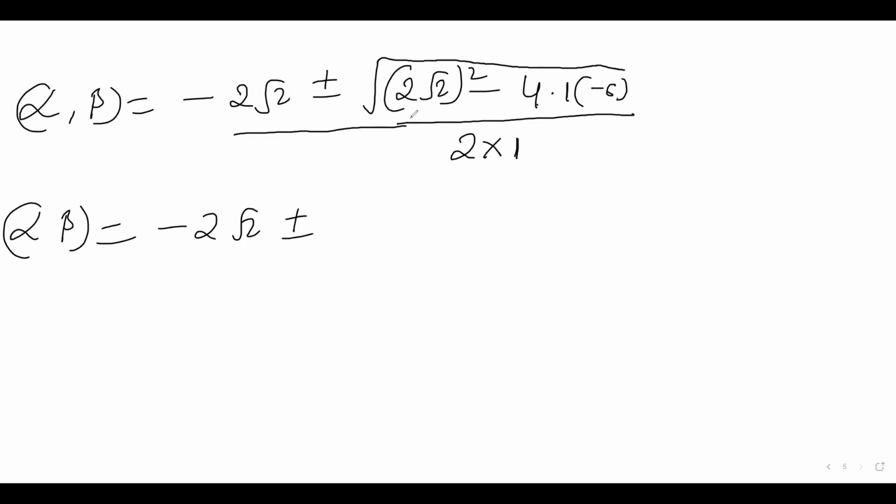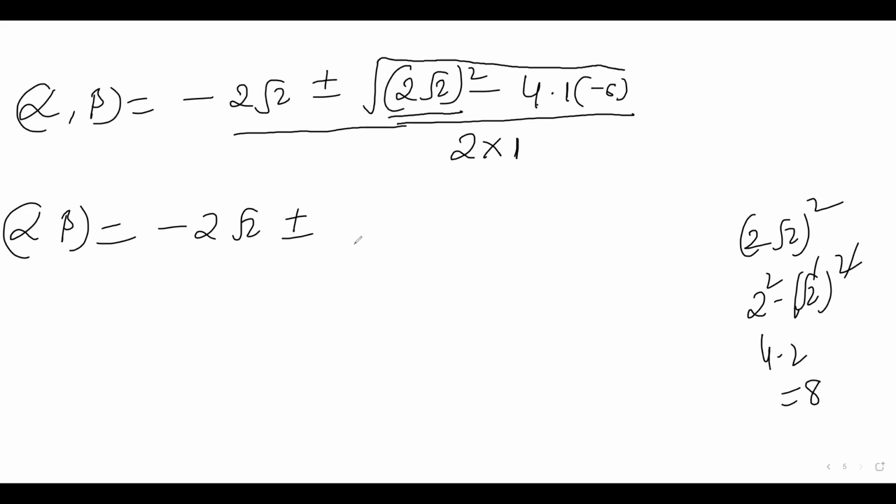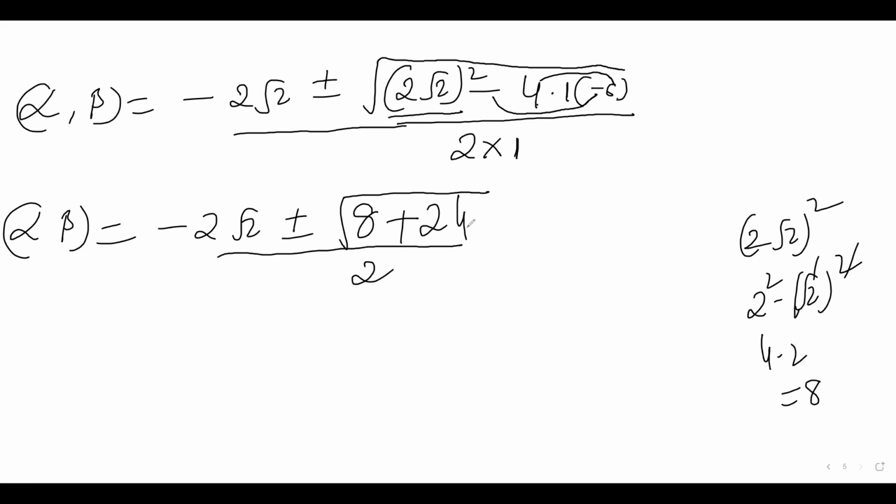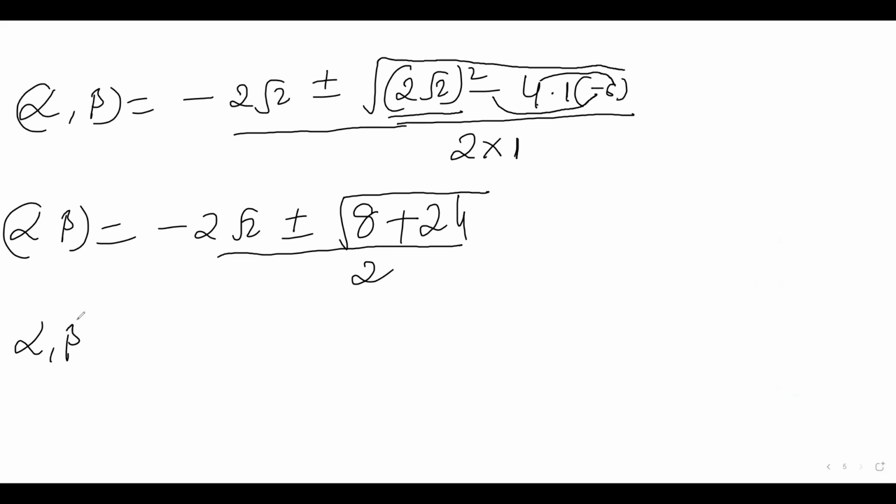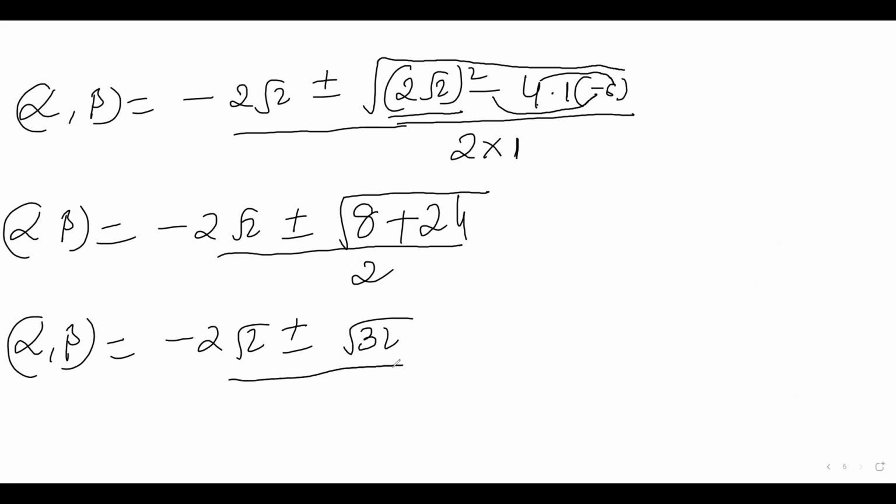-2√2 plus and minus 2√2 whole square. What is 2√2 whole square? 2 square, √2 square, square root cancel, 4 into 2 is 8. So the value of 2√2 whole square is 8, minus into minus, how much, plus 4 6s are 24, by 2. Okay, 24 plus 8 is how much? -2√2 plus or minus, 24 plus 8 is 32 root, by 2.